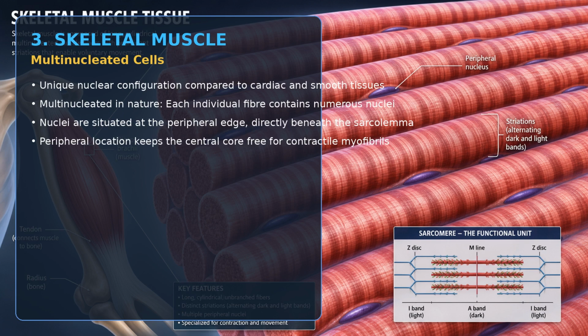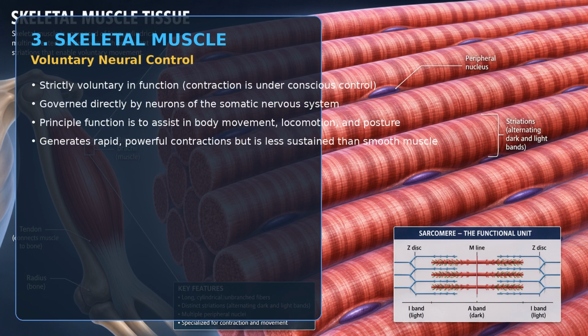Unlike the other two types, skeletal muscle cells are multinucleated, with numerous nuclei located right at the periphery of the fiber, beneath the sarcolemma. Functionally, skeletal muscle is strictly voluntary, controlled directly by neurons of the somatic nervous system to facilitate locomotion, skeletal movement, and posture maintenance.